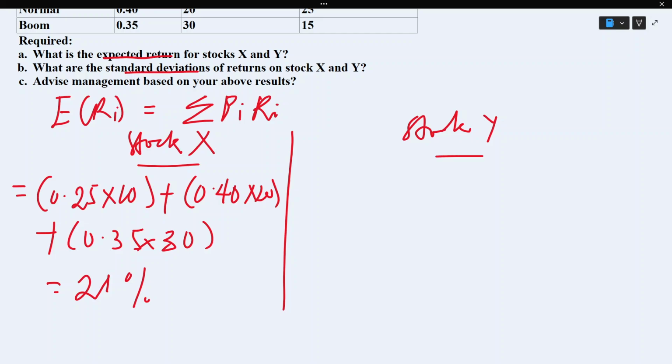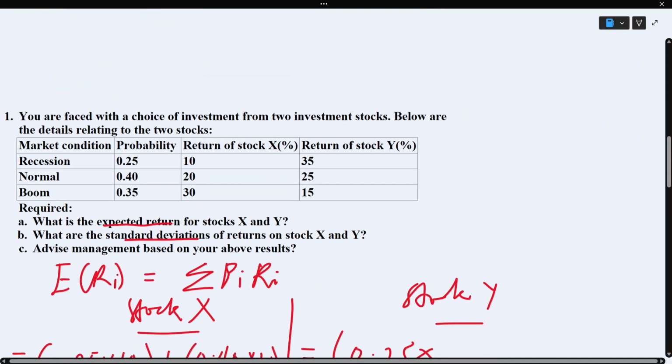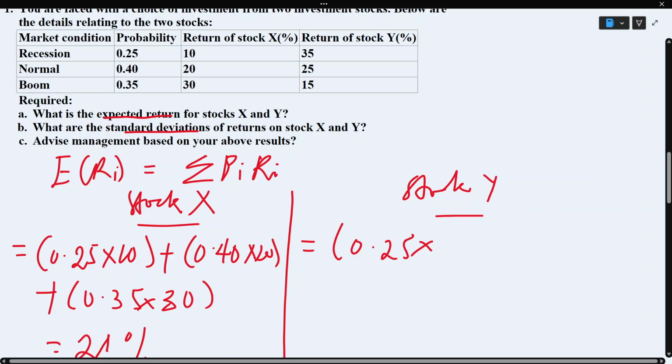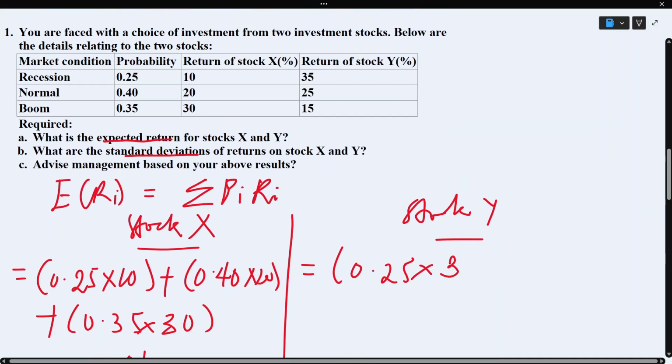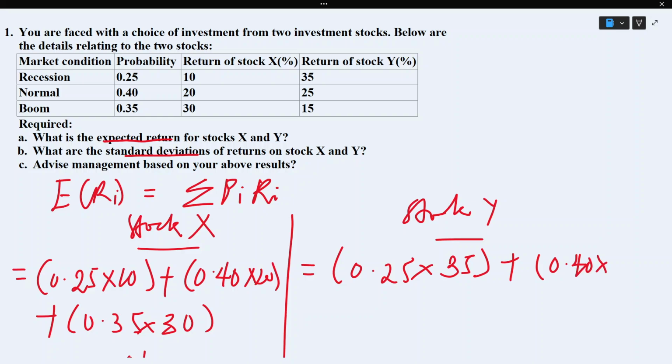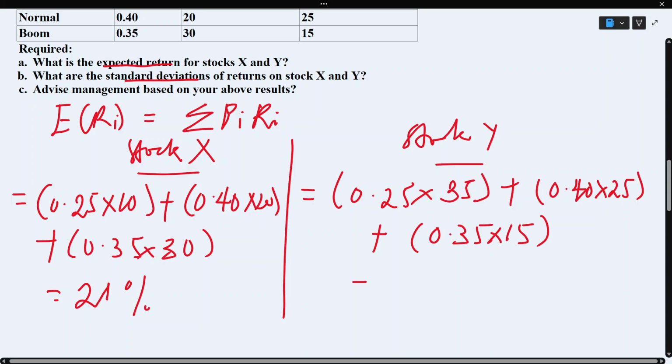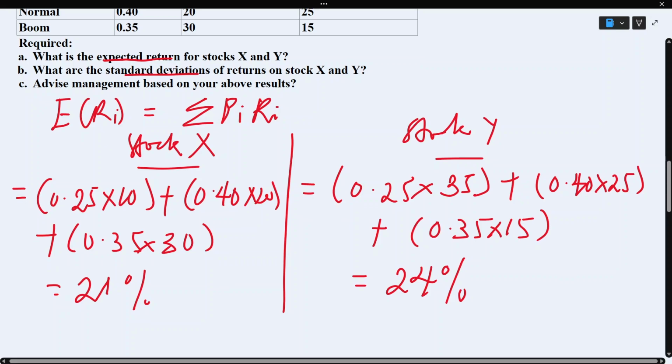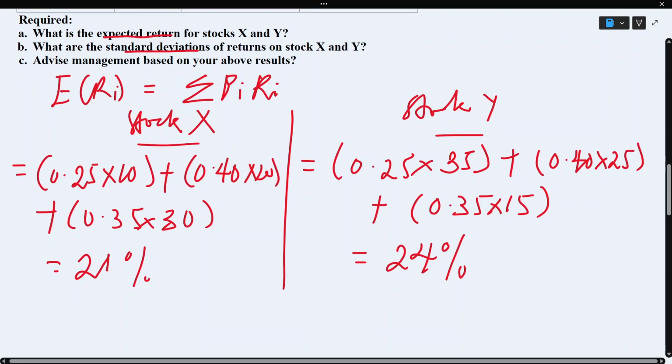Then for stock Y, 0.25 times 5, plus the rest of the terms, is 24%. So the expected return of X is 21% and stock Y is 24%.